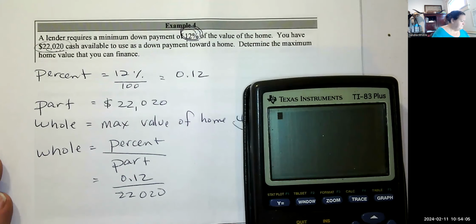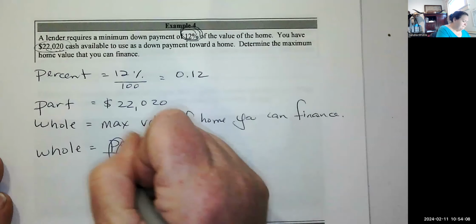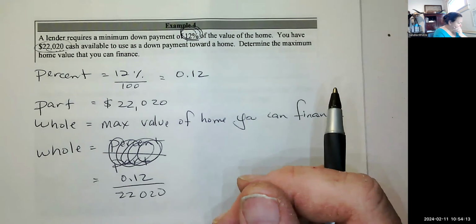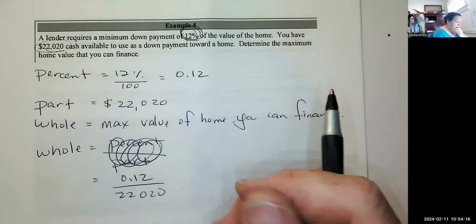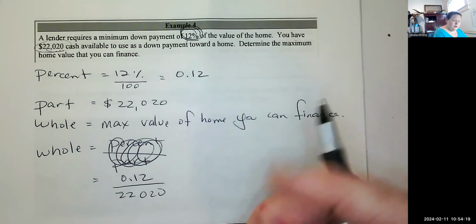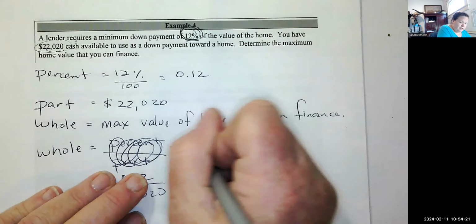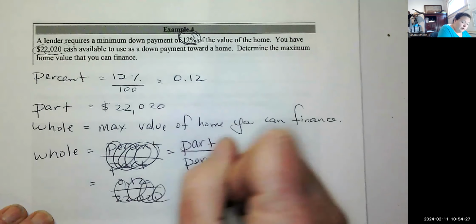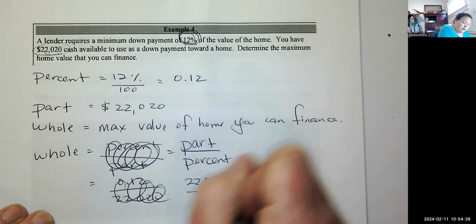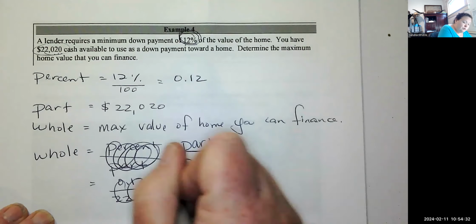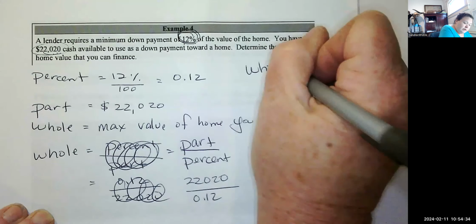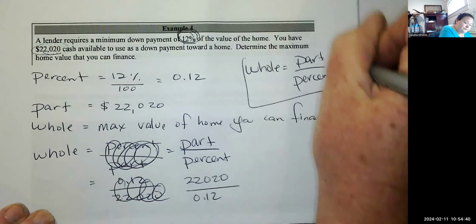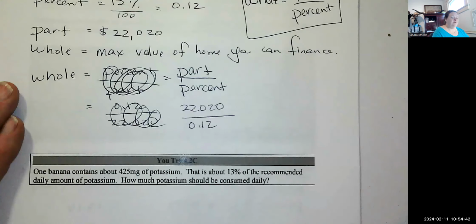That's backwards. Without even calculating, I know that's backwards. It's part divided by percent. I already know that. I'm so sorry, y'all. I know this is going to turn out nasty otherwise. It's $22,020 divided by 0.12. So please make sure that your whole is equal to part divided by percent, not the other way around. Human errors.